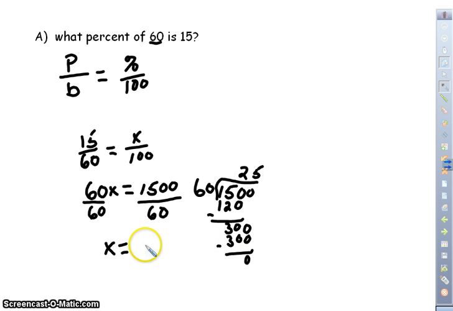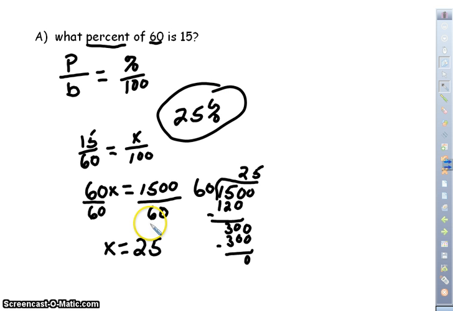Subtract, nothing left over. So my answer is 25, and since it is asking what the percent is, we need to make certain that we write that as 25%. That is my answer. Please check yours. If you have questions and you didn't get it correct, make a note so that you can ask me tomorrow for further details on this problem.